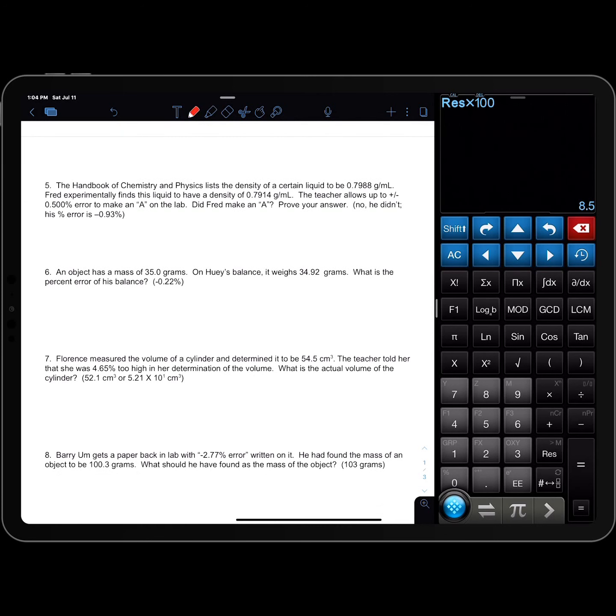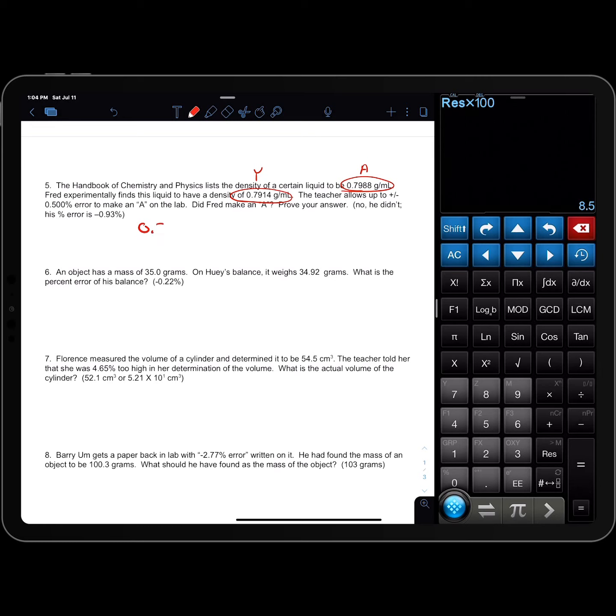We have number 5. Number 5, the Handbook of Chemistry and Physics lists the density of a certain liquid to be, so we know that this has to be like an actual. Fred experimentally finds this liquid to have a density of this, so that's the yours. The teacher allows up to a plus or minus 0.5% error to make an A on the lab. Did Fred make an A? So we need to figure out what his error is here.